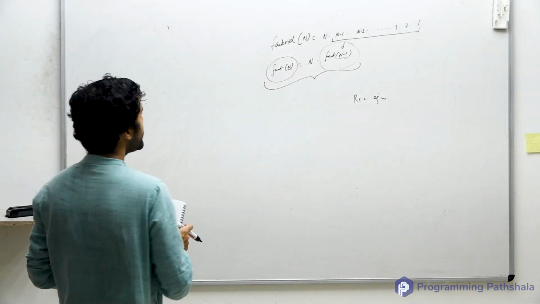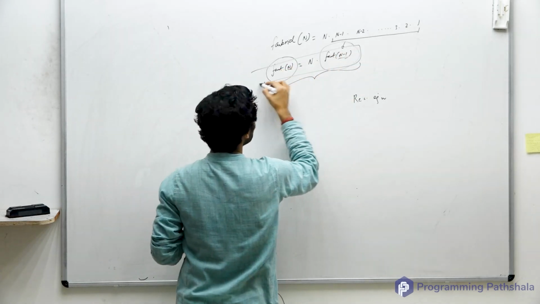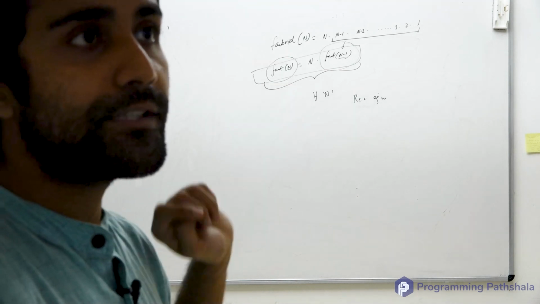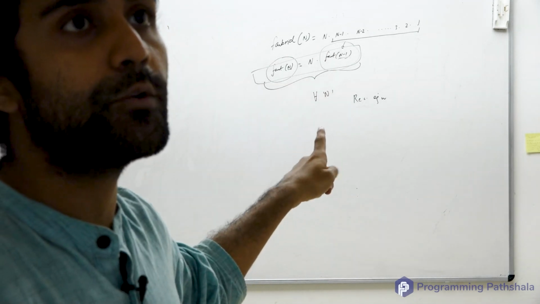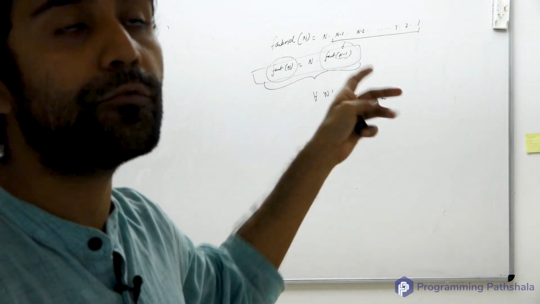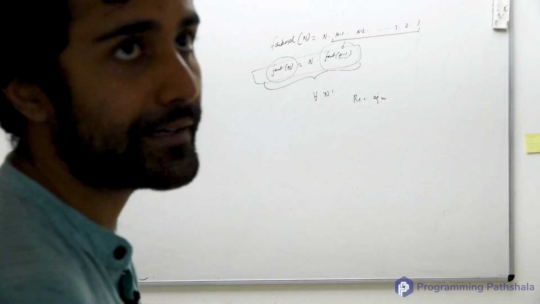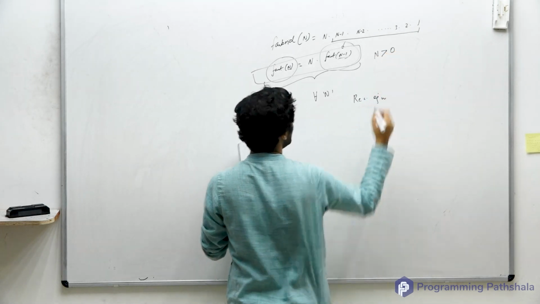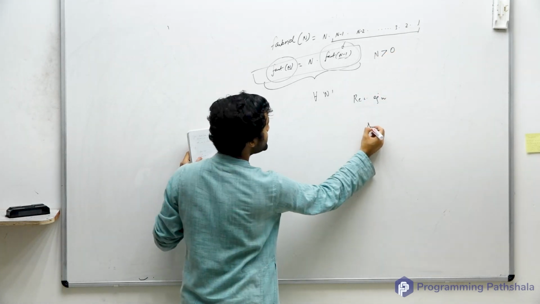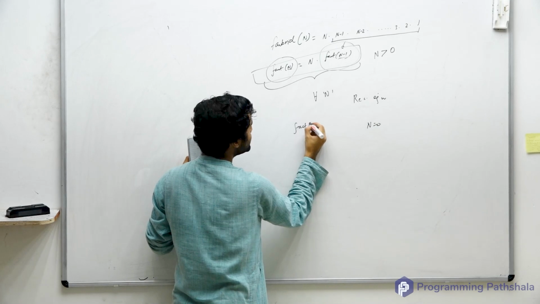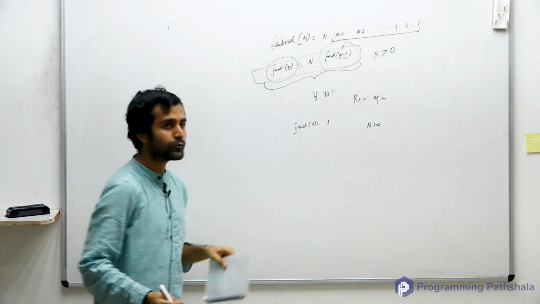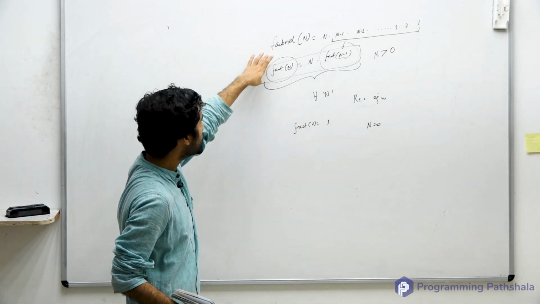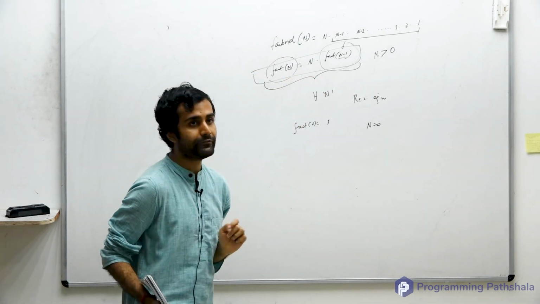Now I'll tell you one thing, is this equation true for all the values of n? No. Is it true for n equals to 0? Because if you substitute n equals to 0, you will see that fact of 0 is 0 into fact of minus 1, and fact of minus 1 is undefined. So this is true only for positive values of n. And for n equals to 0, fact of n is 1, because 0 factorial is 1. Yeah, so this is how factorial of a number n is defined.